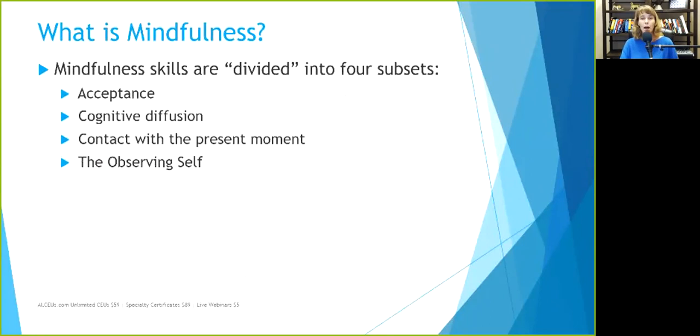Mindfulness skills are divided into four subsets. Acceptance, it is what it is. Cognitive diffusion, I can separate myself from my emotions. I don't have to be my emotions. Contact with the present moment. How am I feeling, thinking, doing right now? And the observing self. I love the observing self because this is the fly on the wall. This is the fly that's sitting over there that's watching you going, girl, what are you thinking?